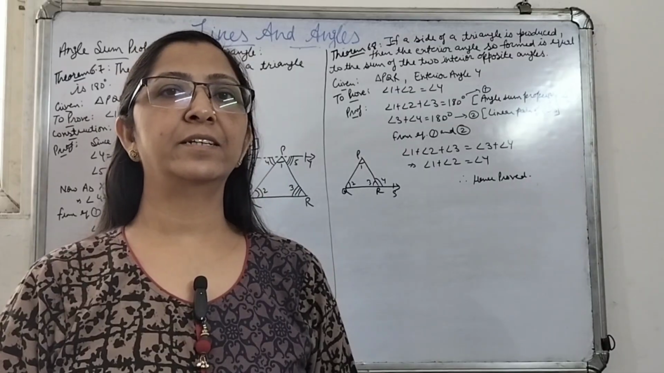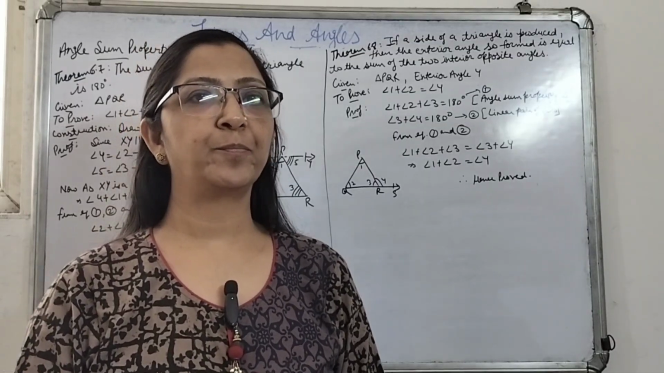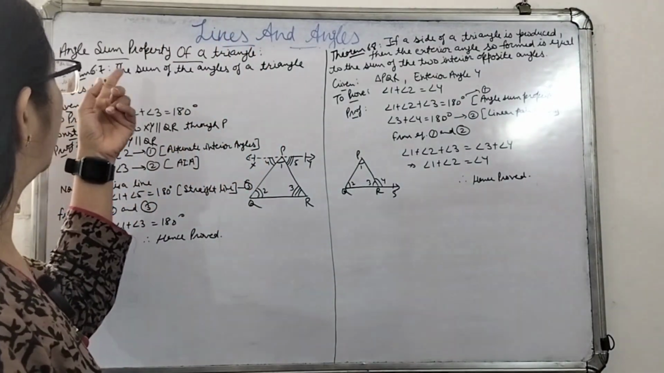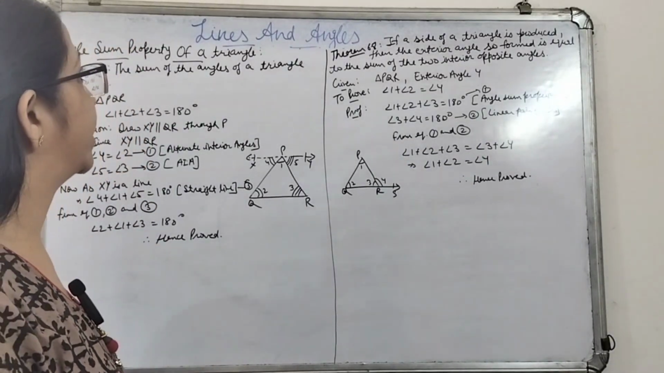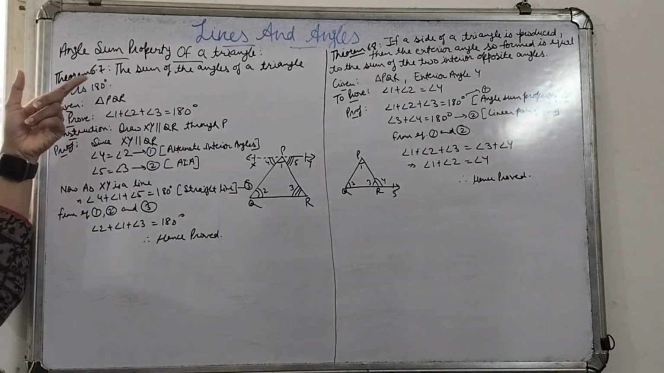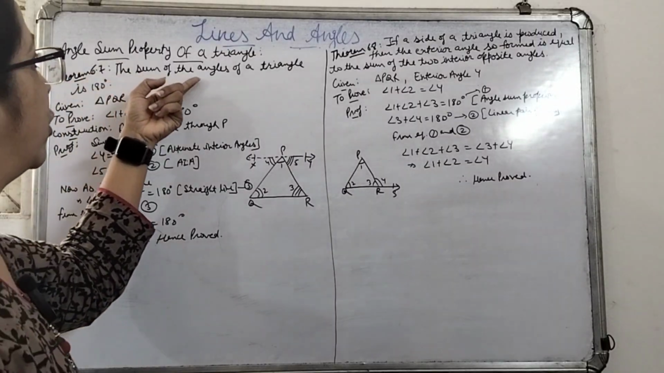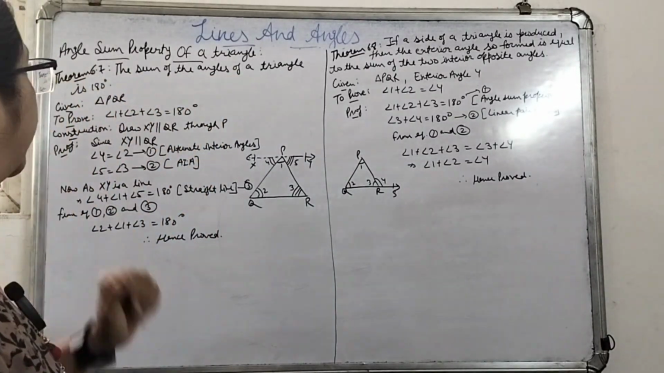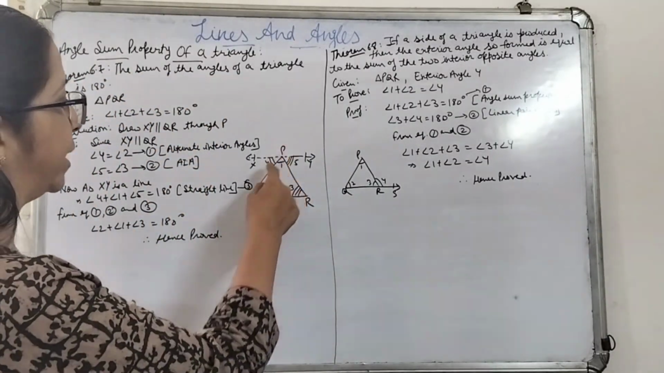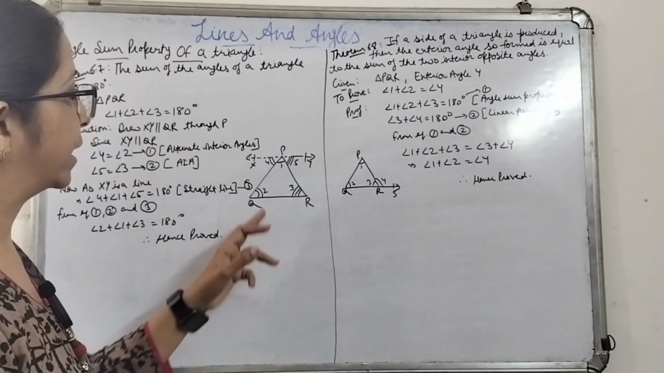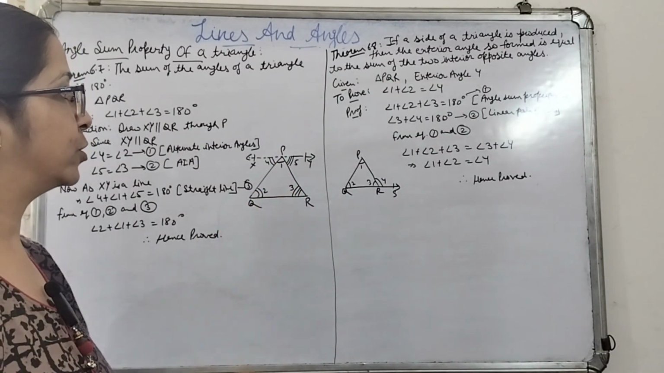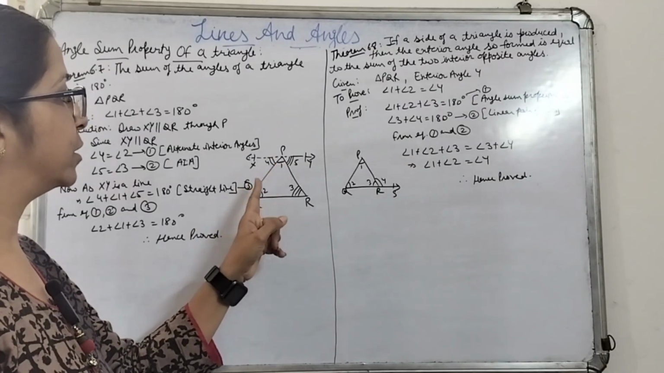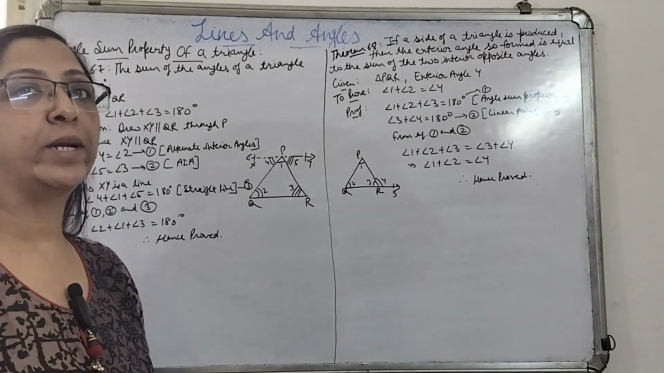Now let's understand the angle sum property of a triangle. We know that the sum of all the angles of a triangle is 180 degrees. Now let's see how we can prove it. So theorem 6.7 says the sum of the angles of a triangle is 180 degrees. That means if there is a triangle PQR and its angles are angle P is 1, angle Q is 2 and angle R is 3, then the sum of angle 1 plus 2 plus 3 will be 180 degrees.